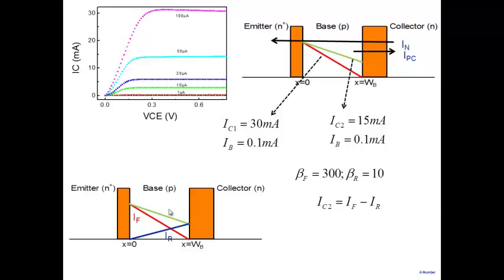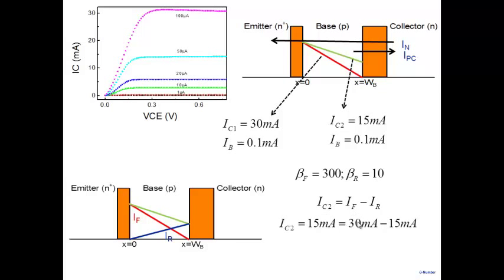Right? Now, what is IF? What is the picture that we have built? This is in the forward active mode, and this is now in saturation. So IF, according to this picture, is the following. We are saying collector current has become 15 milliamperes.